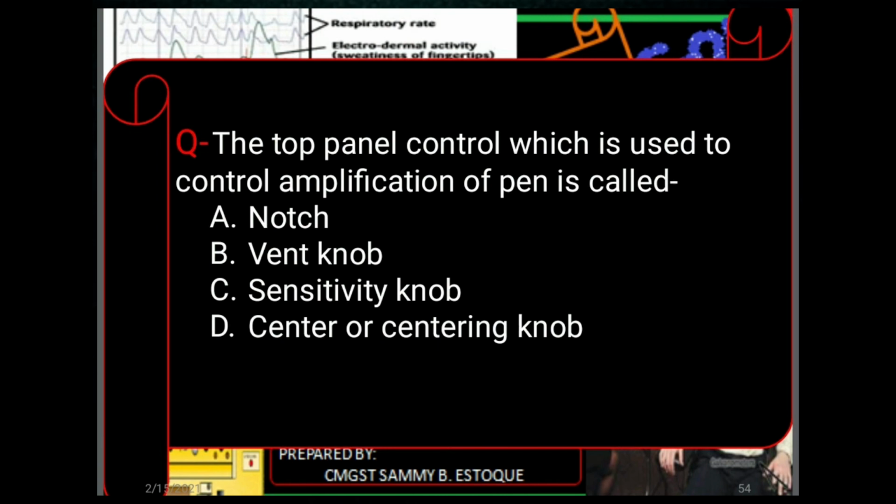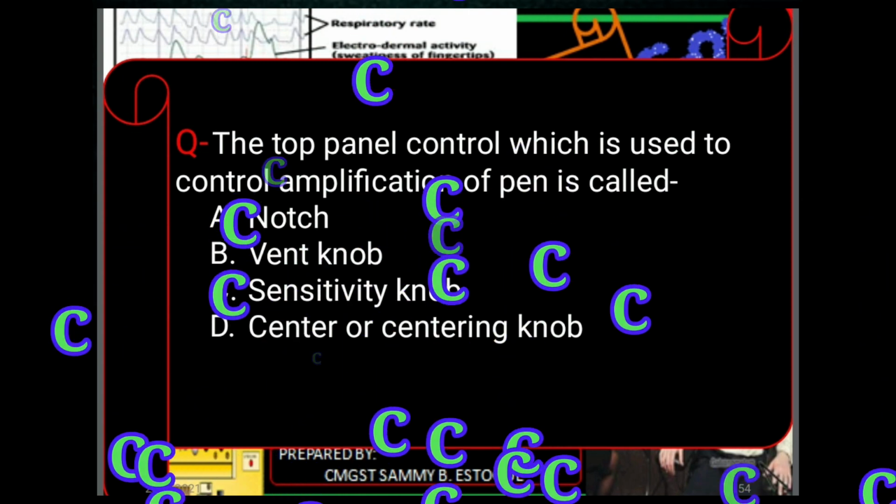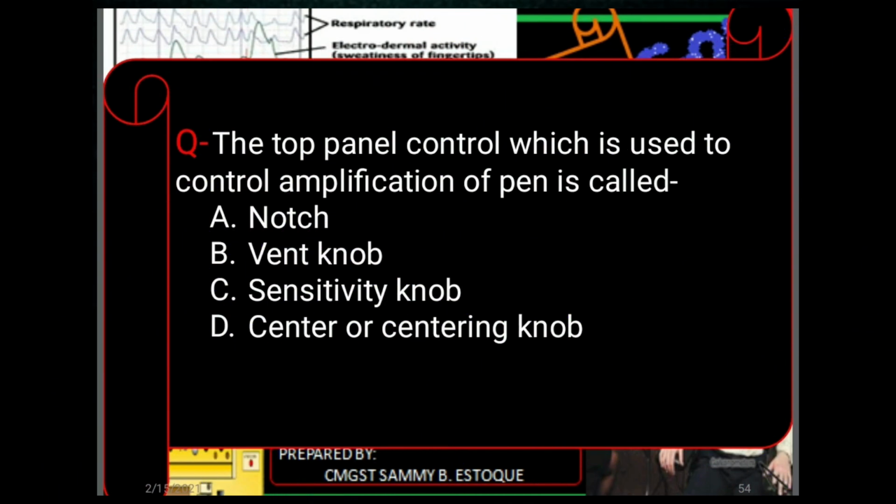And the top panel control to control the amplification, gaano kataas, gaano kababa, ay yung pong tinatawag na sensitivity knob. Okay, sensitivity knob. Para hindi naman po paling-paling yung pen, okay, hindi po siya masyadong nasa baba, no? Gagawin, syempre, ilalagay sa gitna. Okay? At ang ginagamit para makontrol yung pen, para maigitna, ay yung pong tinatawag na centering knob.